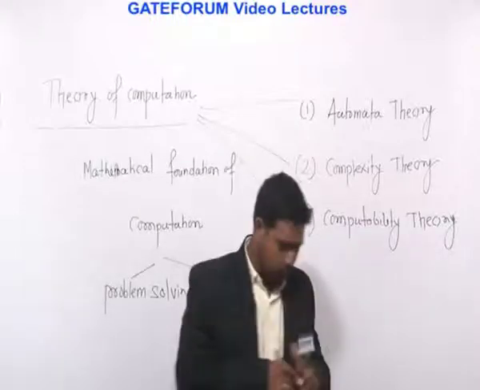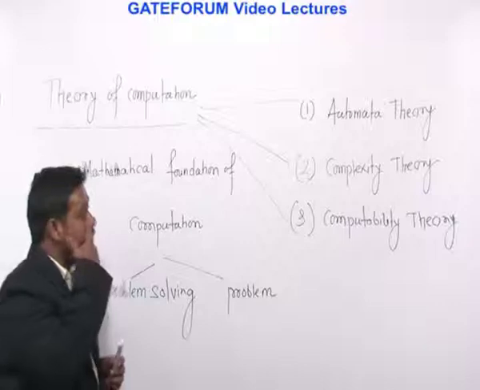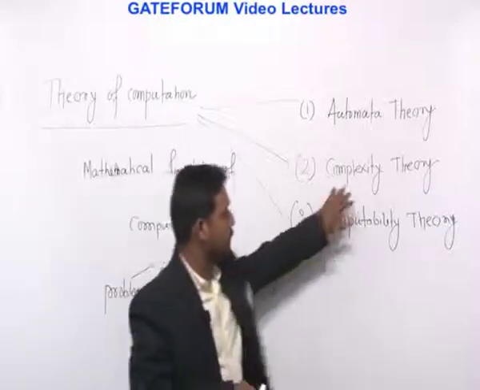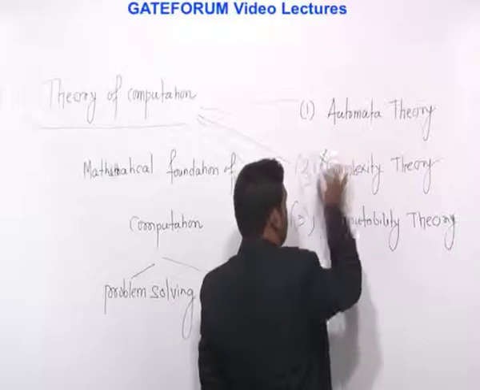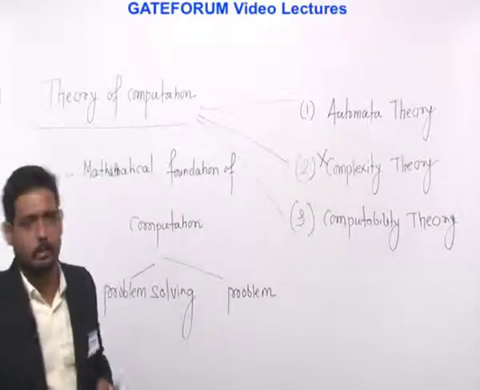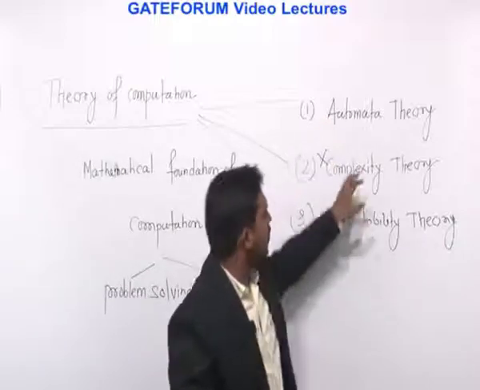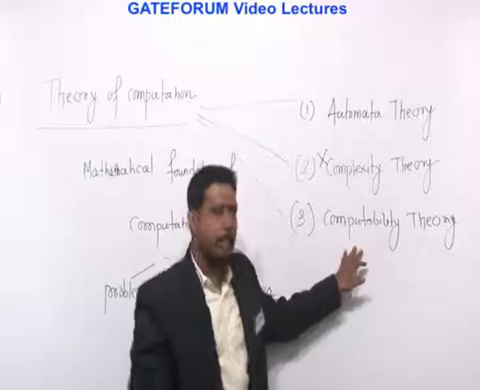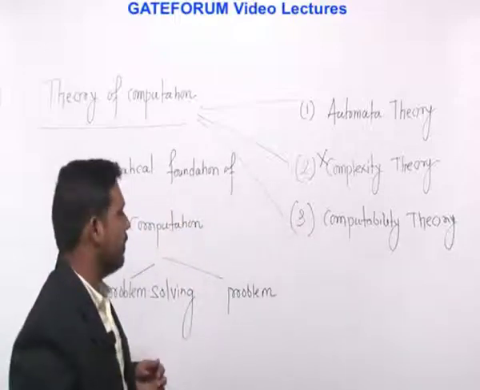Now before 2015, we had all 3 in our syllabus: automata theory, complexity theory, and computability theory. Now complexity theory is not part of our syllabus. It has been removed from 2015 onwards, and now we are only left with automata theory and computability theory. Terms are important.